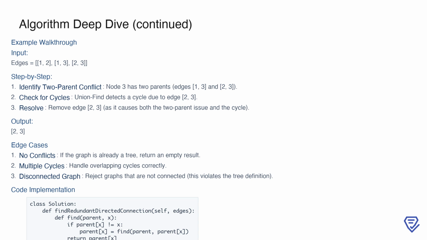This example highlights the importance of systematically identifying and resolving conflicts. It also underscores the need to handle edge cases, such as graphs with no conflicts, multiple overlapping cycles, or disconnected components. If the graph is already a valid tree, the algorithm should return an empty result. For multiple or overlapping cycles, the algorithm must ensure that the correct edge is removed to resolve all issues. Additionally, disconnected graphs are invalid and must be rejected, as connectivity is a fundamental requirement for tree structures.